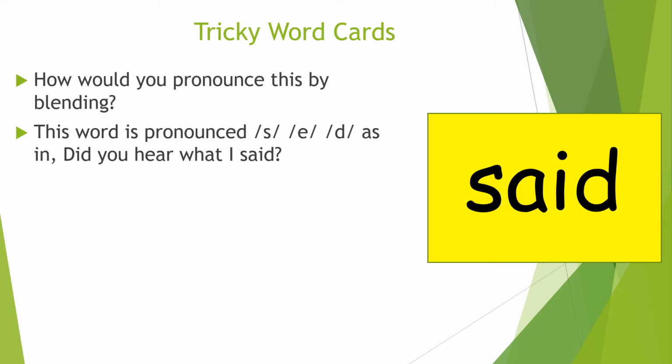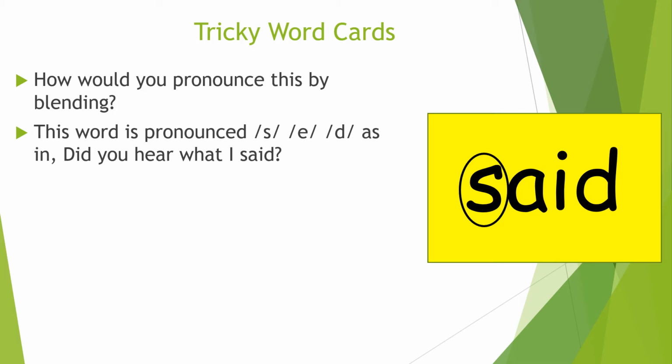Now let's do some tricky words. Look at the word here on the yellow card. How would you pronounce this word by blending? You might say s-a-id. Said? Well, that doesn't sound right. This word is actually pronounced s-ed, as in, did you hear what I said?